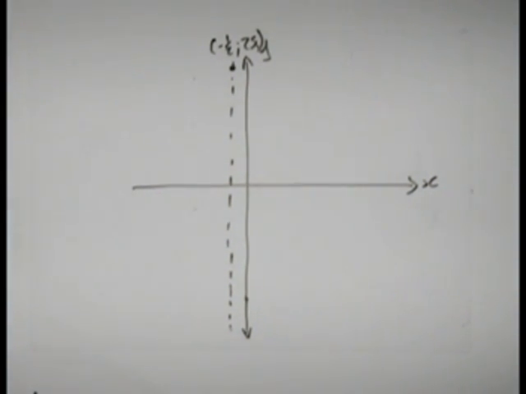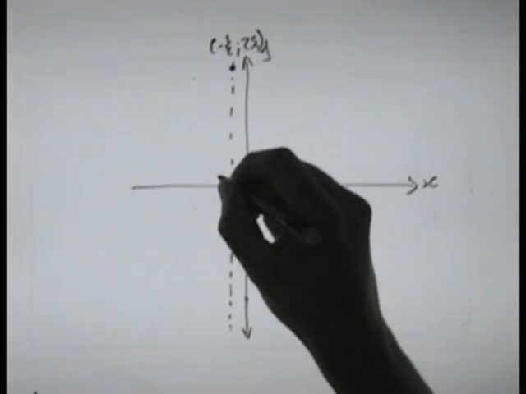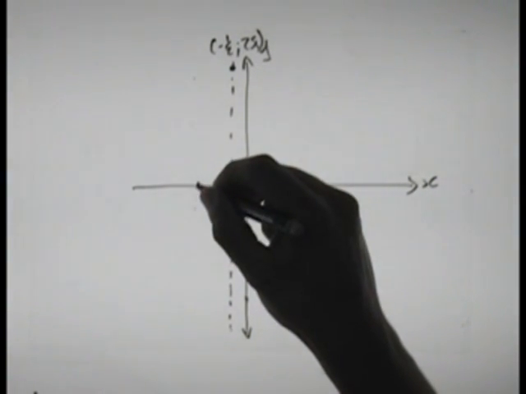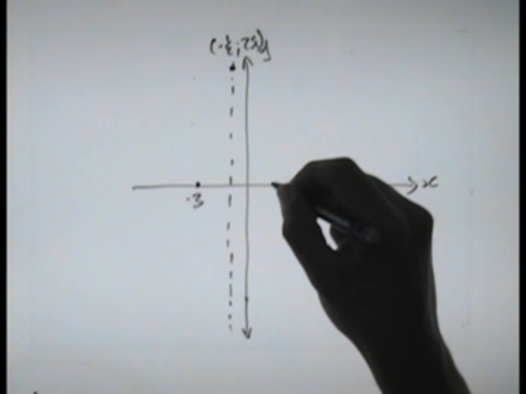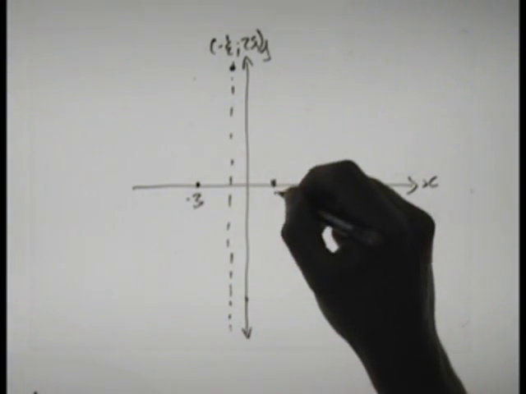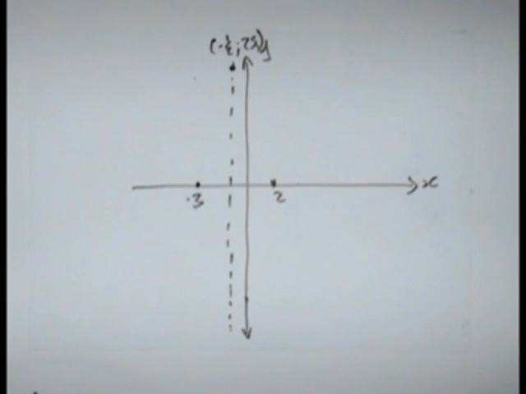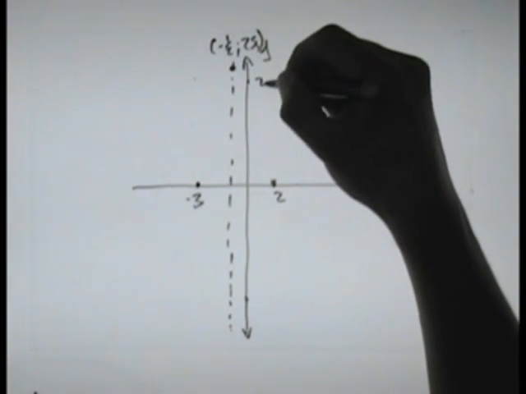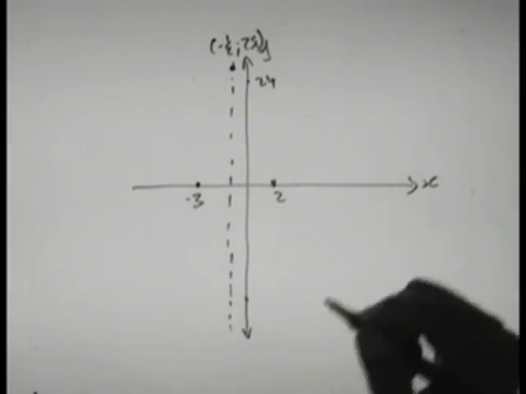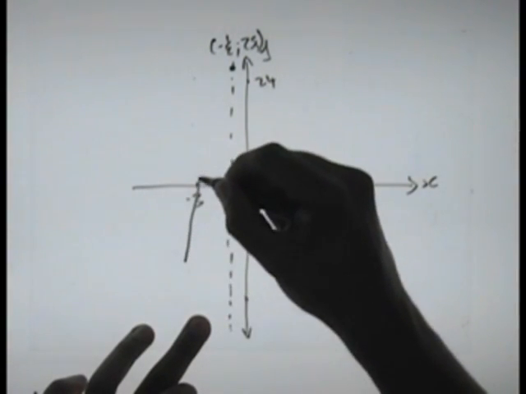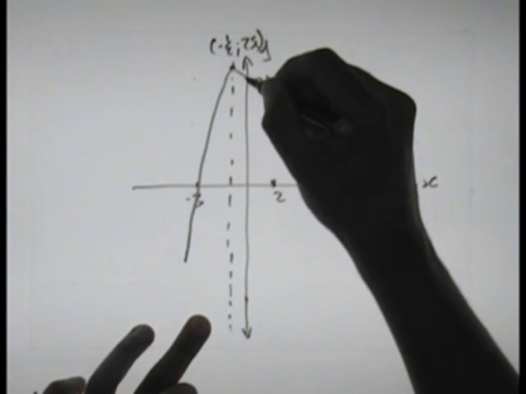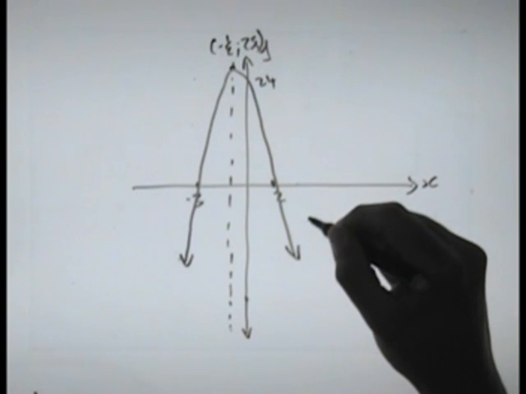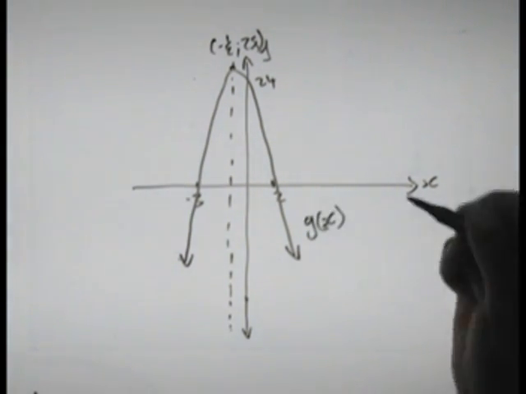My two x-intercepts were negative 3 and positive 2. Negative 3, I'm going to put that over there, and positive 2. My y-intercept happened at positive 24, which is over there. That means that my graph turns over there, looks like this. And that is the graph of g of x.